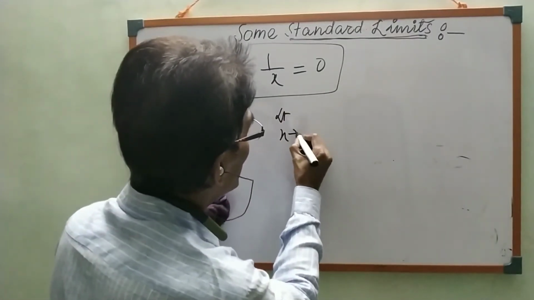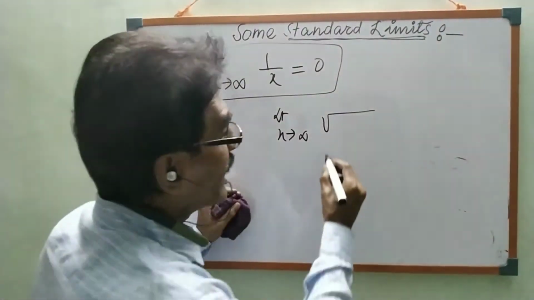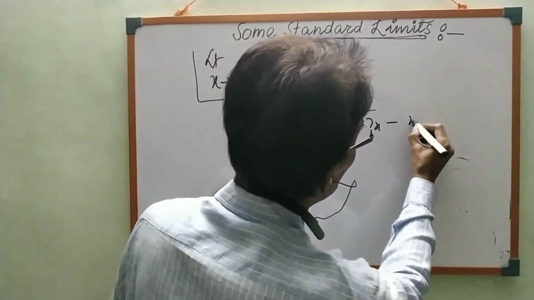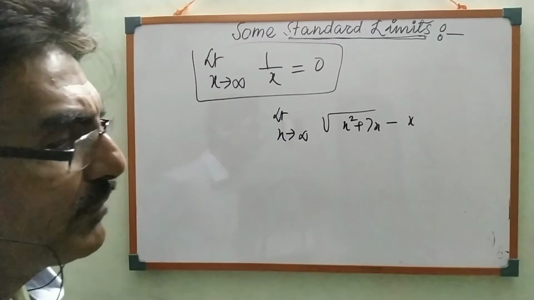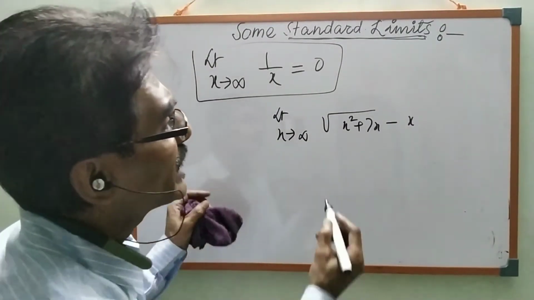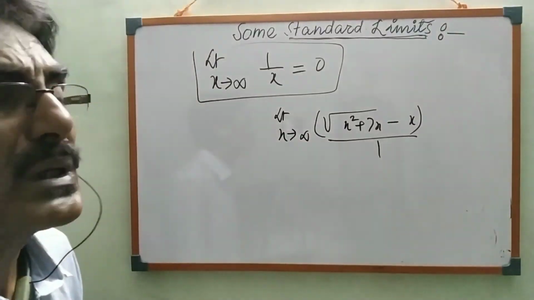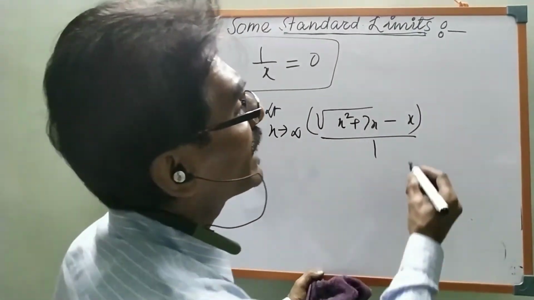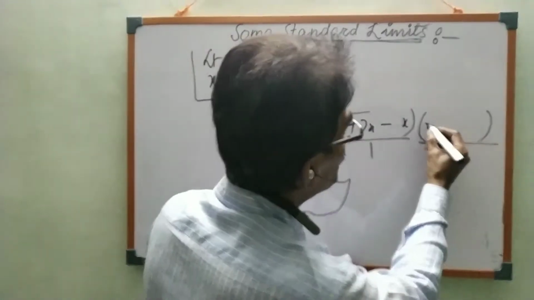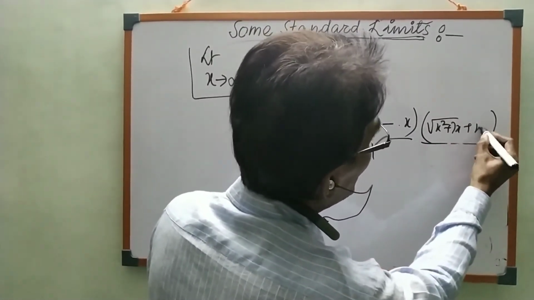Limit x tends to infinity of root over x square plus 7x minus x. A very, very important question, and not only that, this is a simple question. So you see, generally what we are used to doing from lower classes is to rationalize the numerator by its conjugate. You multiply by root over x square plus 7x plus x.